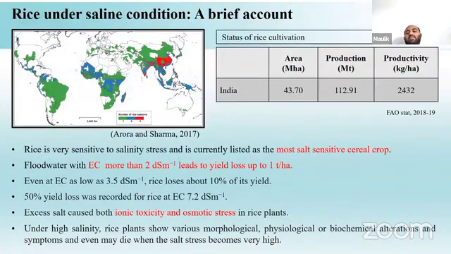So rice is also a very sensitive crop to salinity. Even 2 EC leads to 1 ton per hectare yield loss, and 50% yield loss is recorded when EC is 7.2. Excess salt causes both ionic toxicity and osmotic stress in rice plants. Under high salinity, rice plants show various morphological, physiological, and biochemical alterations and symptoms, and may die when the salt stress becomes very high.